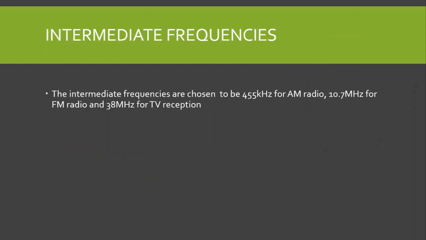Now the intermediate frequency for the AM radio is 455 kilohertz, for the FM radio is 10.7 megahertz, and for the TV reception is 38 megahertz. So this was all about the intermediate frequencies.